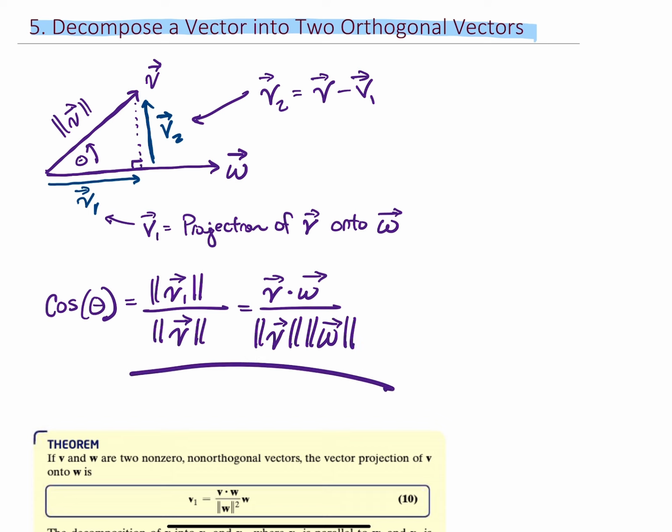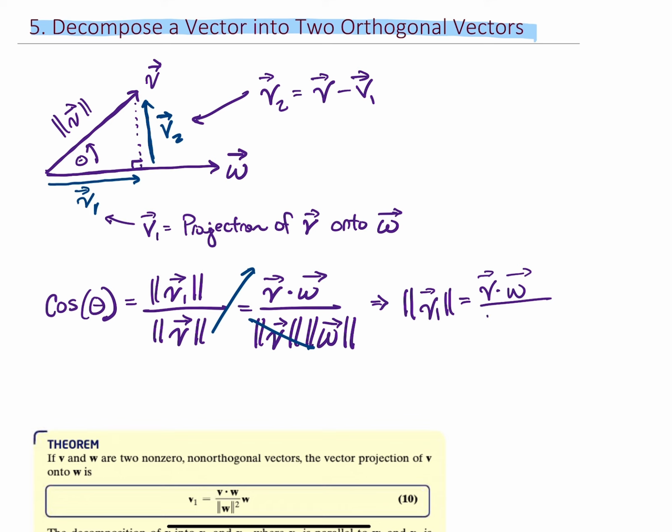So these two things must be equivalent to each other. So that means if we multiply this magnitude of v on the left side up to the right side, it will cancel with the magnitude of v in the denominator. So we get this statement that the magnitude of v1 is equal to v dot w over just the magnitude of w.